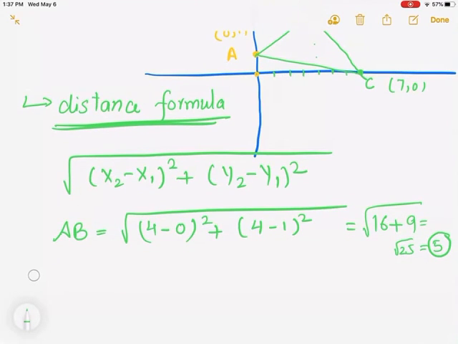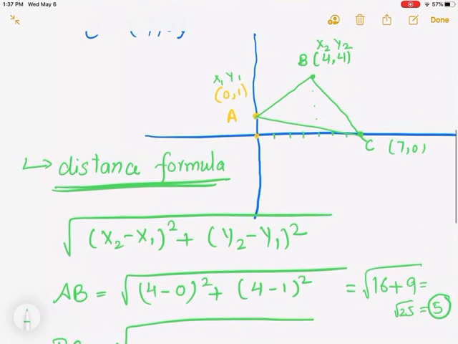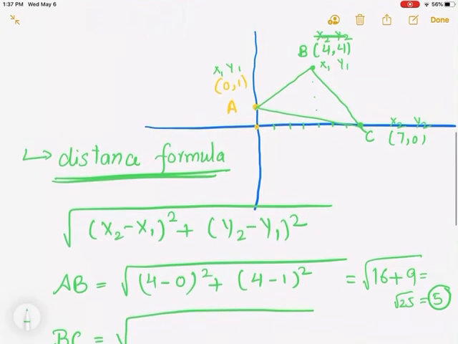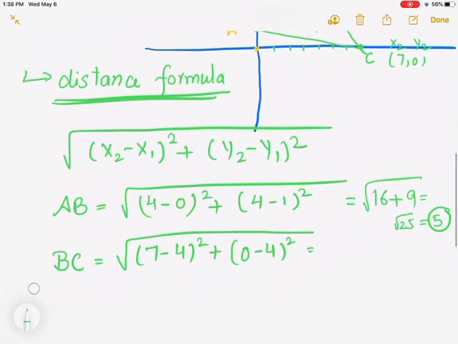So let's figure out the second one. The second side length is BC. Again, I'm going to go back to the distance equation. I have 4, 4 and 7, 0. So now I would label this one as x1, y1, and this is x2, y2. Plug everything in. So x2, which is 7 minus 4 squared, plus 0 minus 4 squared. Simplify. 7 minus 4 is 3, squared is 9. 4 squared is 16. Square root of 25 is equal to 5.